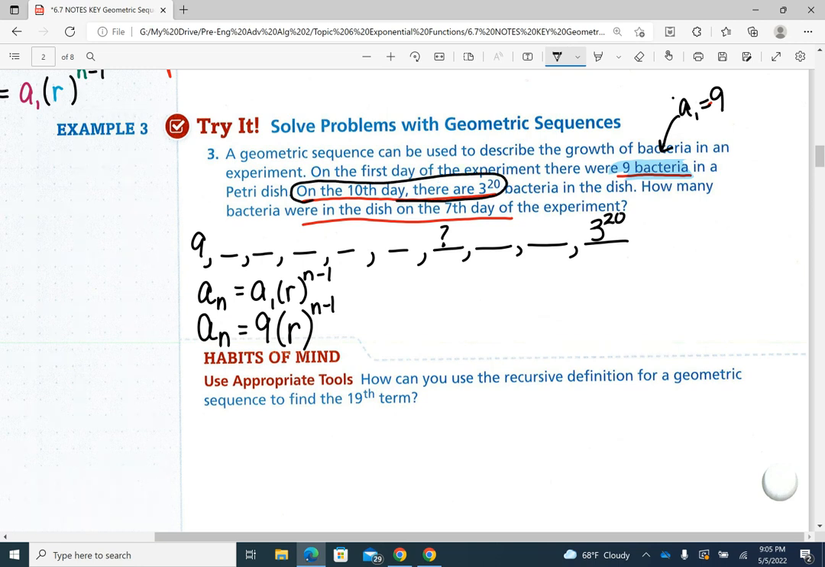On the 10th day, there were 3 to the 20th bacteria. So the 10th day would be the 1, 2, 3, 4, 5, 6, 7, 8, 9, 10. That would be my 10th term. So this is telling me that a sub 10 equals 3 to the 20. Or another way to say that is when n, n being the number of the term, when n equals 10, the term is 3 to the 20th.